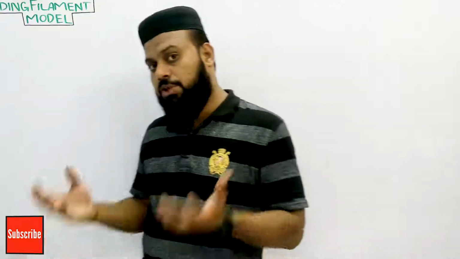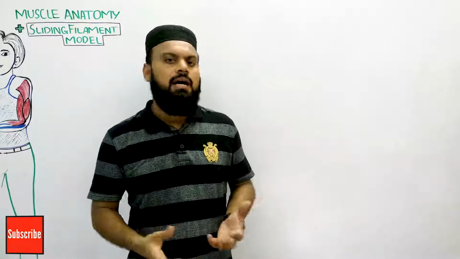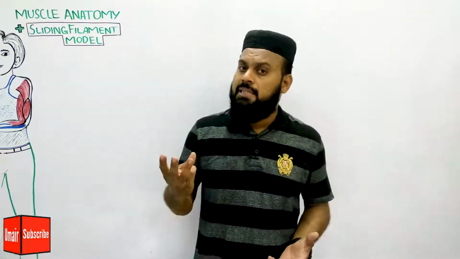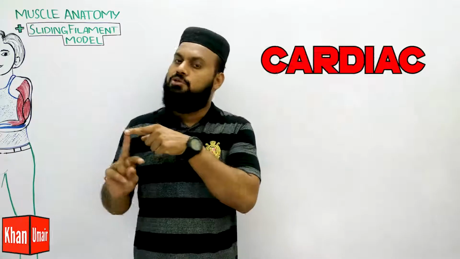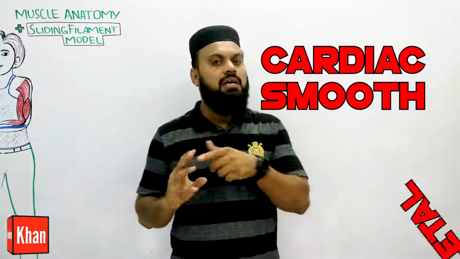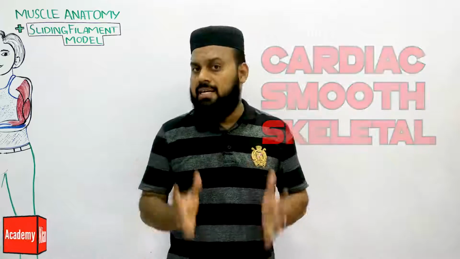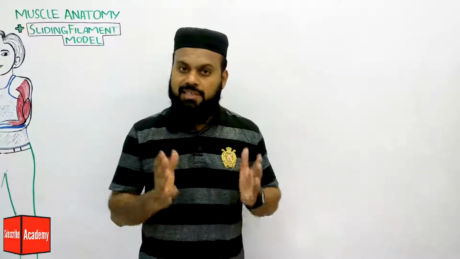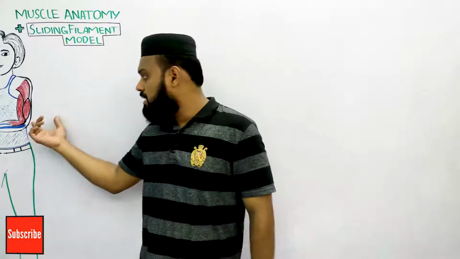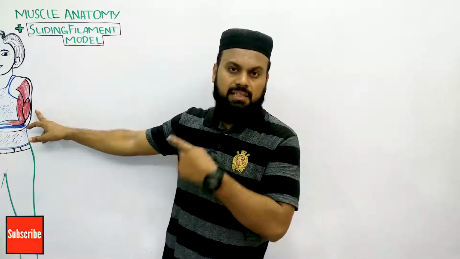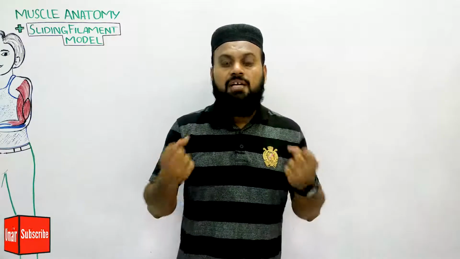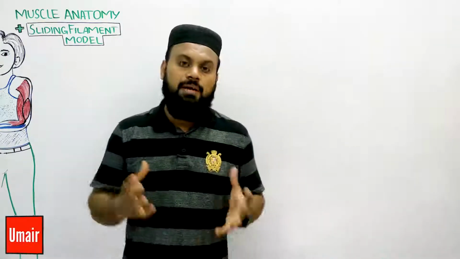First of all, we should know about the types of muscles. Actually, there are three basic types of muscle. Number one is cardiac muscle, number two is smooth muscle, and number three is skeletal muscle. As our chapter emphasizes skeletal muscle, I will discuss skeletal muscles in this lecture. As you can see, this muscle lies underneath the skin and it is responsible for movements. We have full control over them.